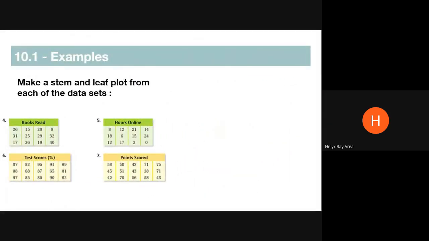Okay, make a stem and leaf plot from each of the data sets right here. Let me go grab a piece of paper, and if we need, we can go over these together. Let me know once you guys are done, okay?